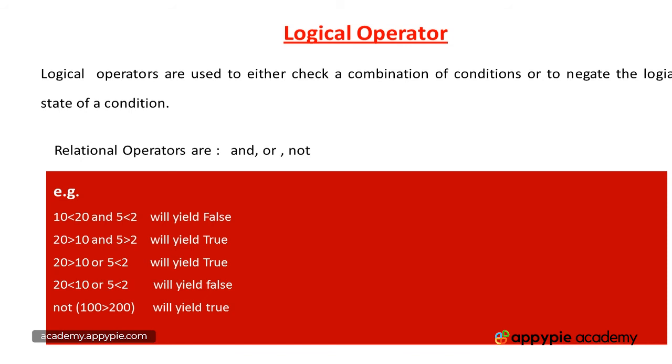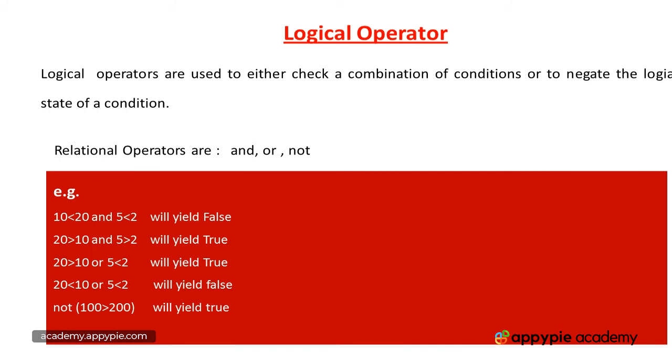Now see the examples: 10 less than 20 and 5 less than 2. We are combining two conditions by using and. When I write 10 is less than 20, this condition is going to be true, and 5 is less than 2, this second condition is going to be false because 5 is not less than 2. So one condition is true and the second condition is false. If either condition is false, the overall output would be false, so it will yield false because both conditions have been combined with the operator and.